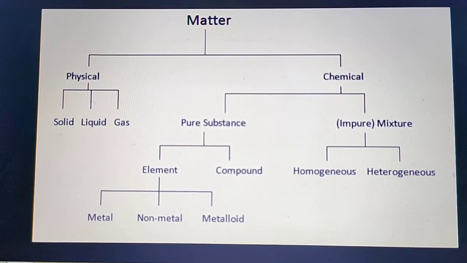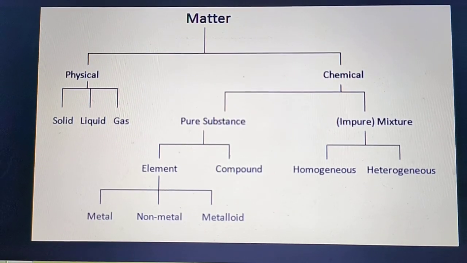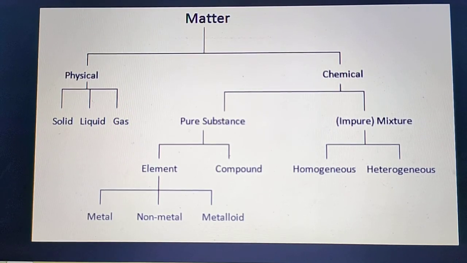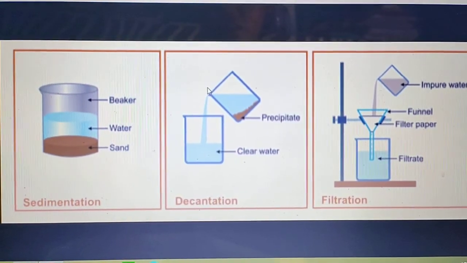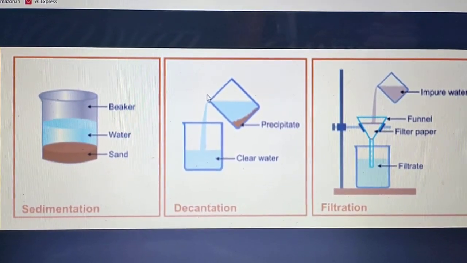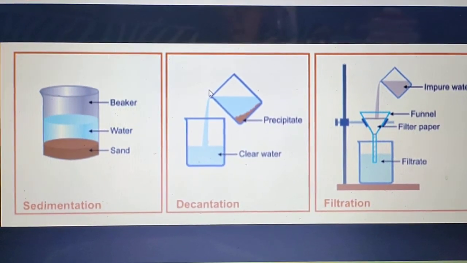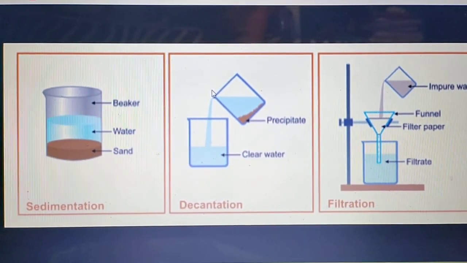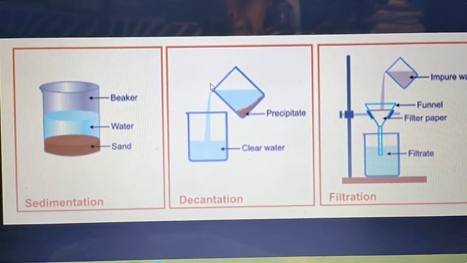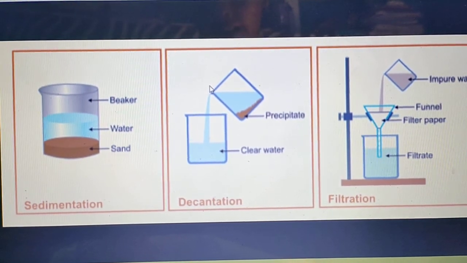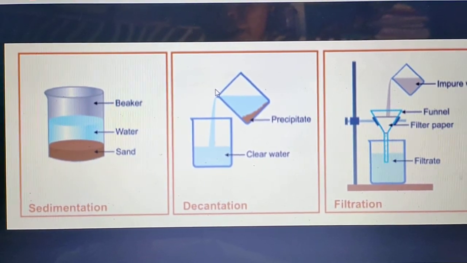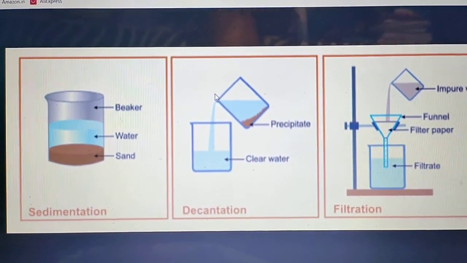Now we will move to our next point, that is separating insoluble solids from liquids. Let's see the three processes of separating insoluble solids from liquid: sedimentation, decantation and filtration. Sedimentation is the process of settling down the suspended particles, that is sand particles, at the bottom, and a clear layer of water remains on the top. This is the process of sedimentation.